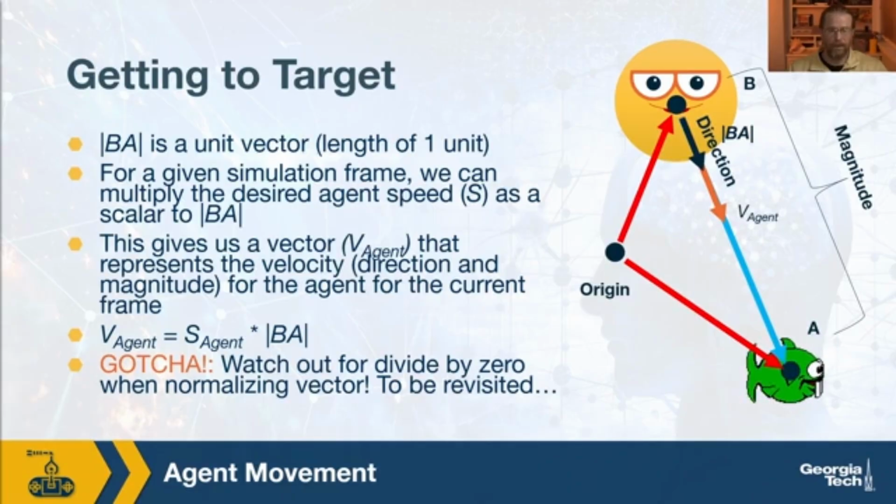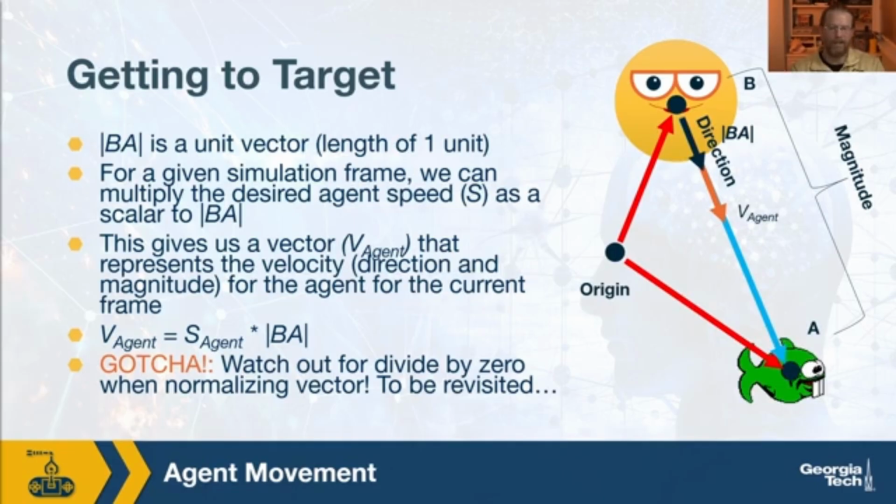This is because we can think of it as having a direction that's decoupled from our speed. So if we multiply it together, then the result is a vector that includes both the direction and magnitude. And it will always be the right length or the right speed.